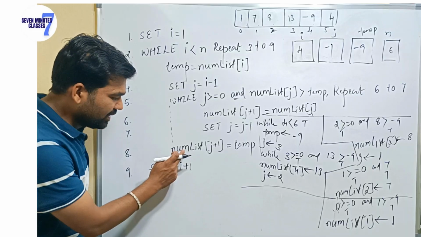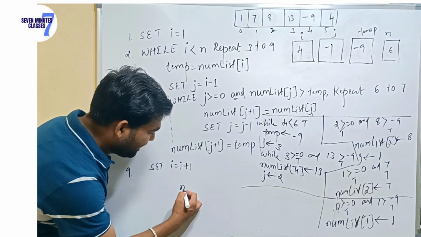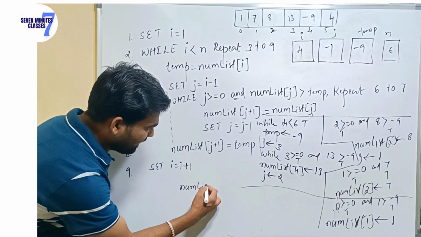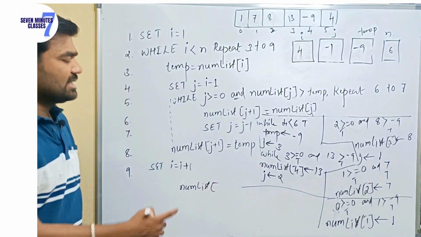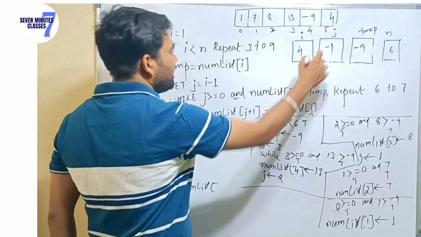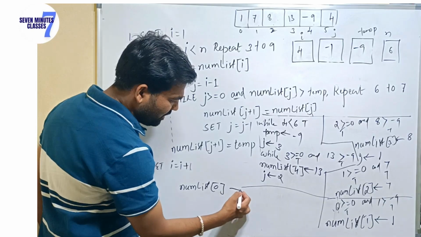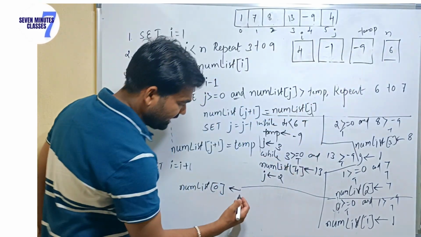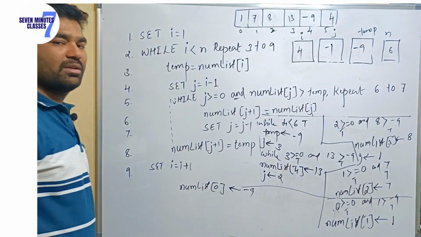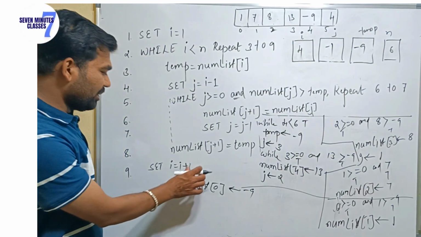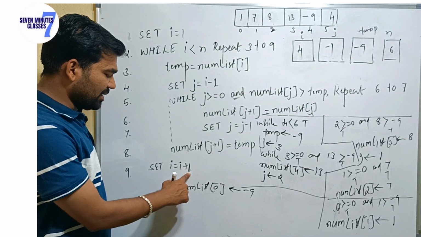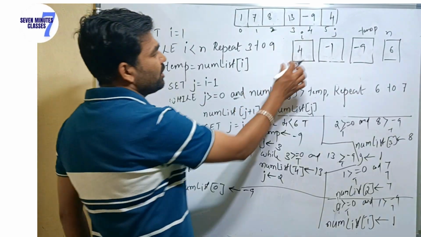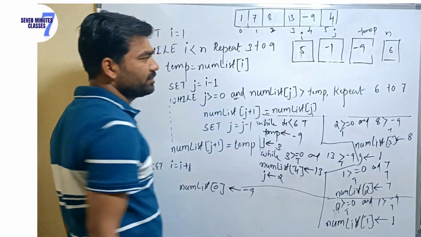What is out of the loop? This one. So let me write this way. Num list of j plus 1. j was minus 1. Minus 1 plus 1 is 0, in this. Temp. What is the value of temp? It is minus 9. Let me write minus 9. Okay. Then again I become i equal to i plus 1. i was 4. Now it became 5.